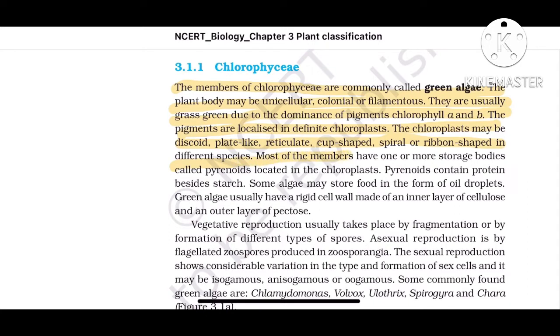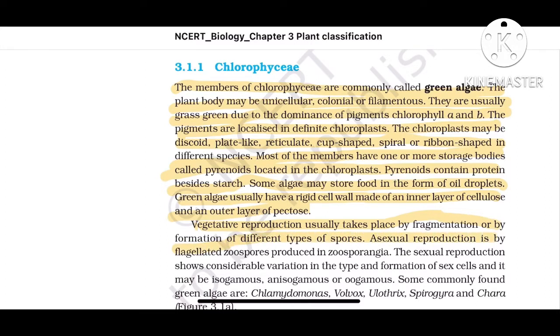Most of the members have one or more storage bodies called pyrenoids located in the chloroplast. Pyrenoids contain protein besides starch. Some algae may store food in the form of oil droplets. Green algae usually have a rigid cell wall made of an inner layer of cellulose and an outer layer of pectose. Vegetative reproduction usually takes place by fragmentation or by formation of different types of spores.